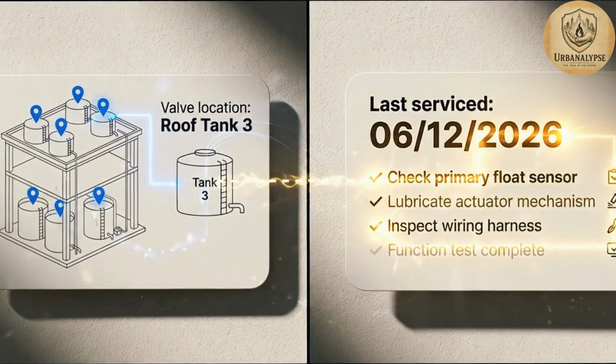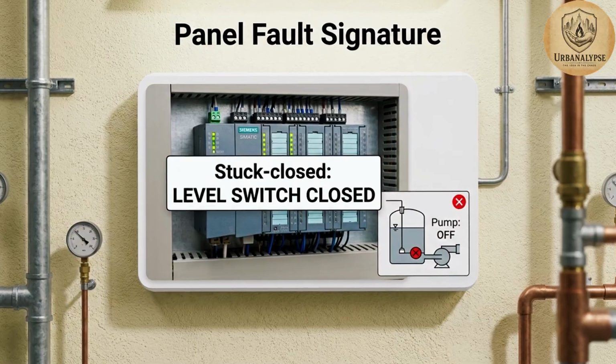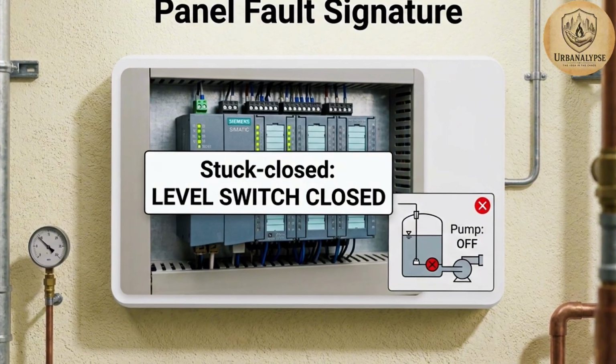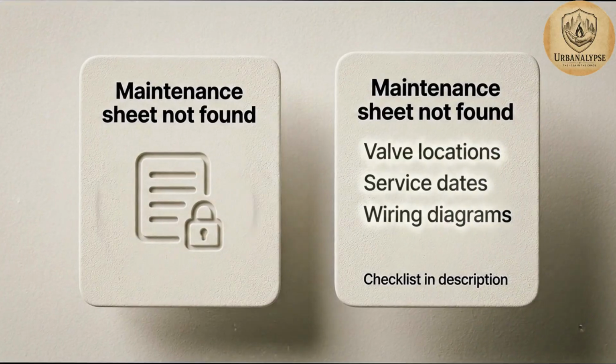Hardened and ready means knowing where those float valves are, when serviced last, and what a stuck-closed failure looks like on the panel. If that information does not exist on a sheet you can access, the backup is compromised before you need it.